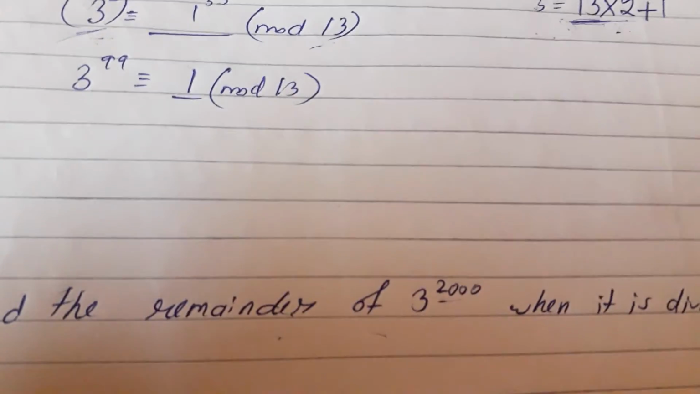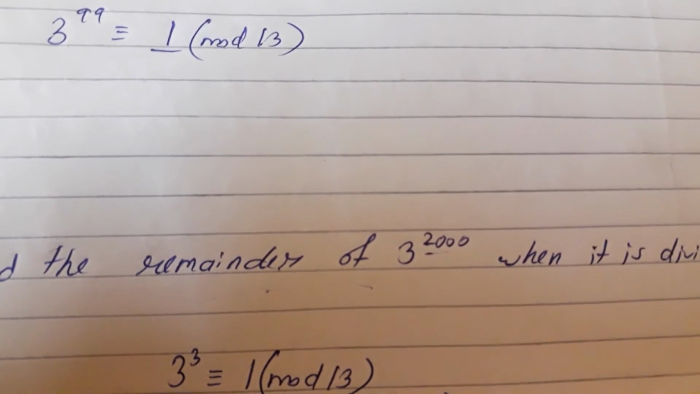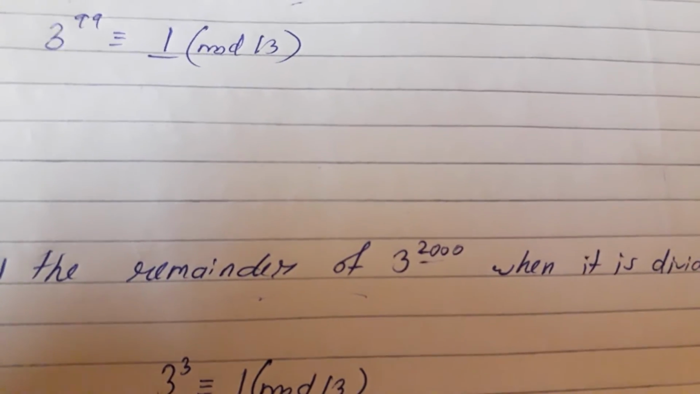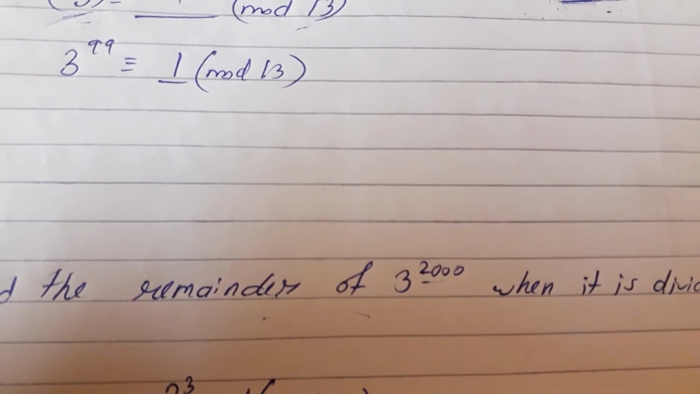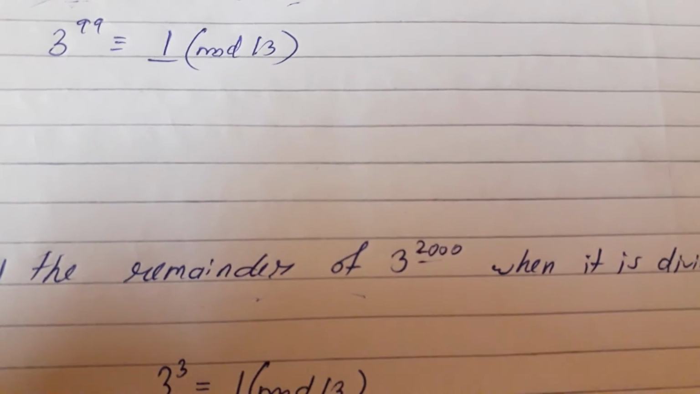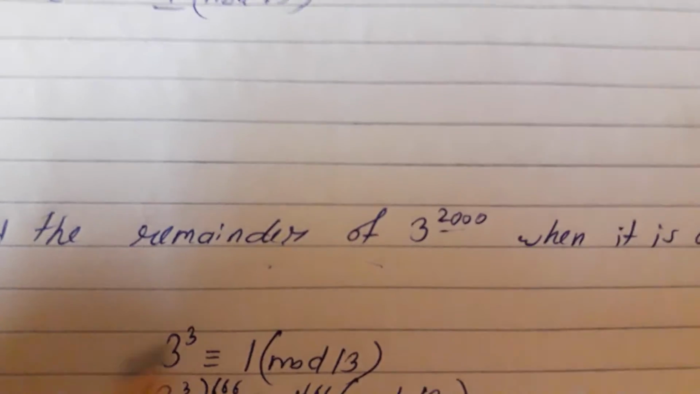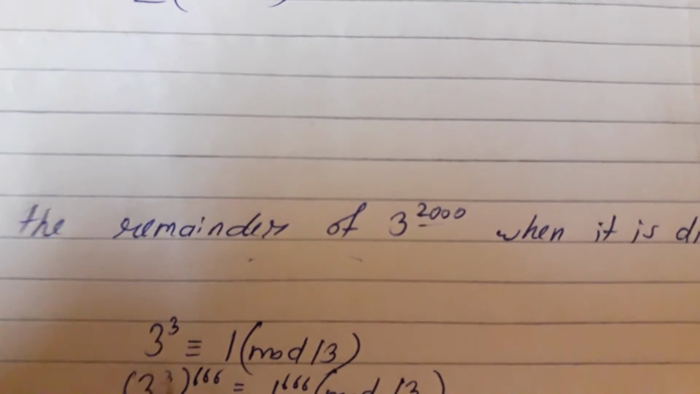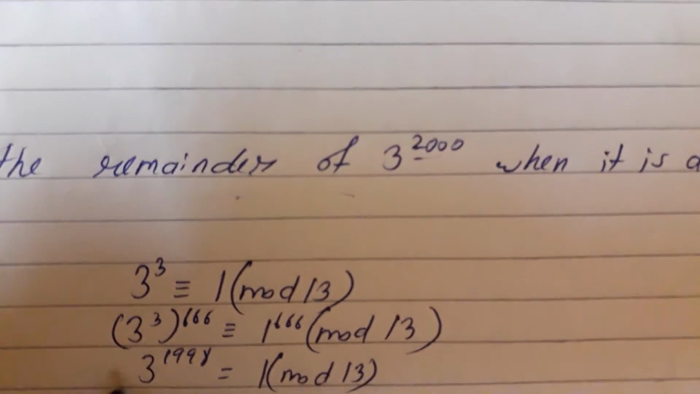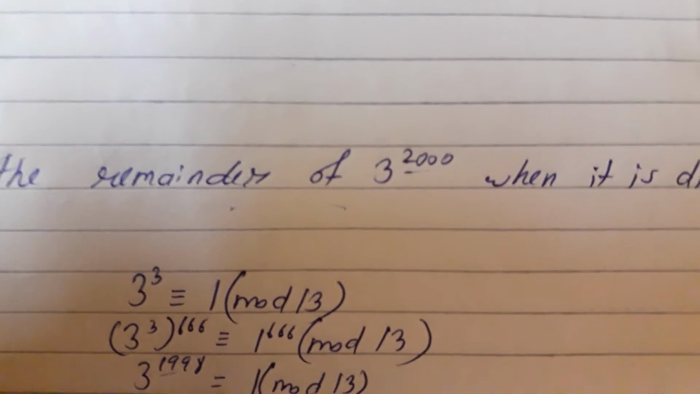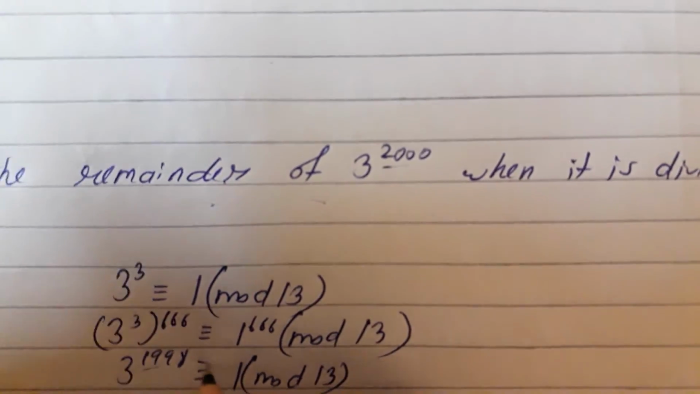Now see, from the previous question we have learned that 3 to the power 3 is congruent to 1 mod 13. Now in this case we have to raise the power in such a way that the power will come close to 2000. Now think, and you will get 666. Why? Because 3 cubed whole to the power 666 is congruent to 1 to the power 666 mod 13, and we will get 3 to the power 1998 congruent to 1 mod 13. Isn't it?